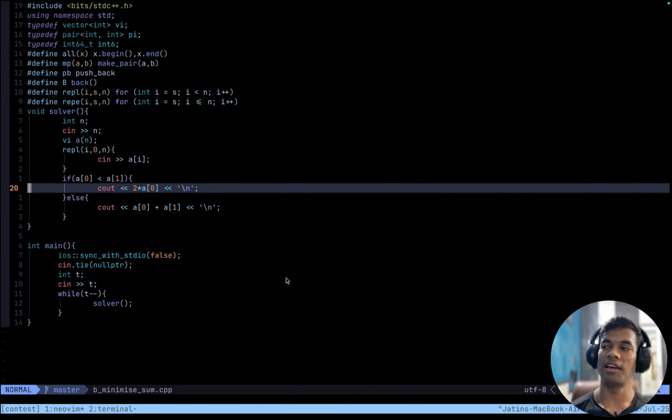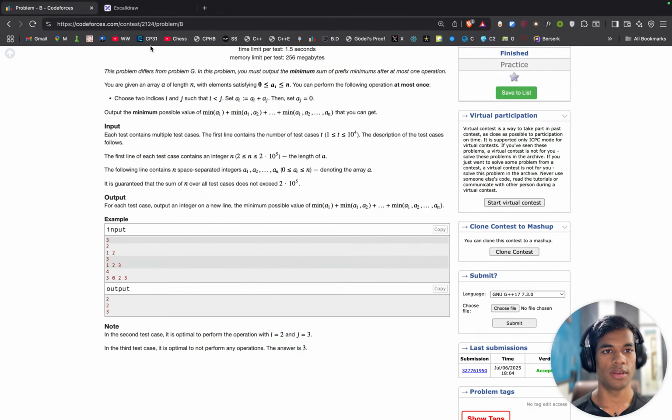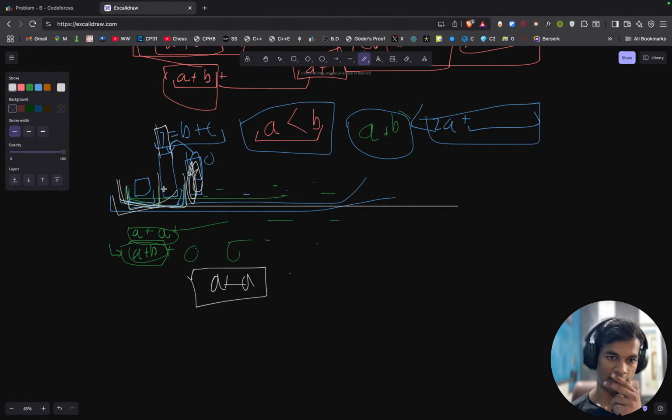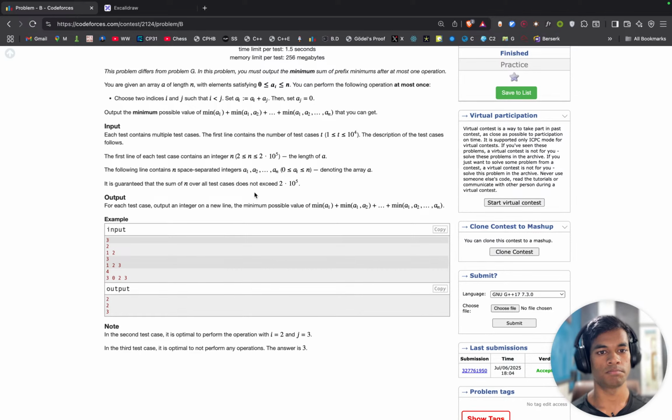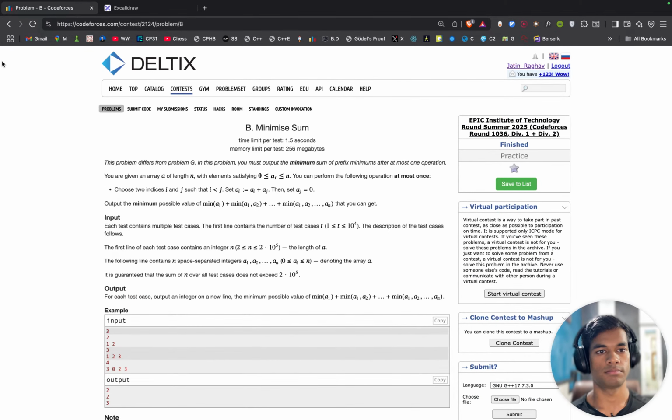Yeah, realizing that this was pretty cool when I realized that I can perform the operation on any two numbers. So that was the key there in that case, and I did this.